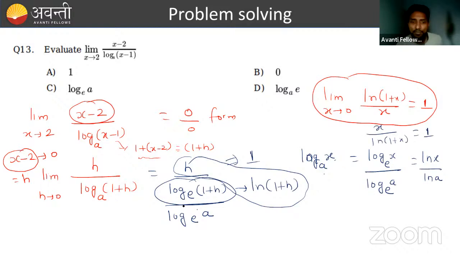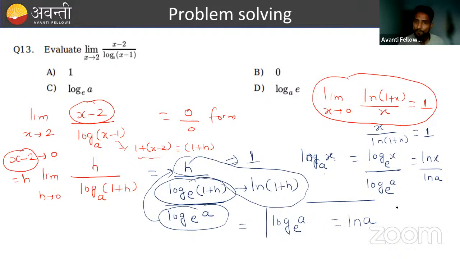So what are we left with? We are left with log a to the base e. It will be in the denominator, so it will go to the upper side because this is just a constant. So what will be the answer? It will be log a to the base e, or sometimes you can also write ln a.